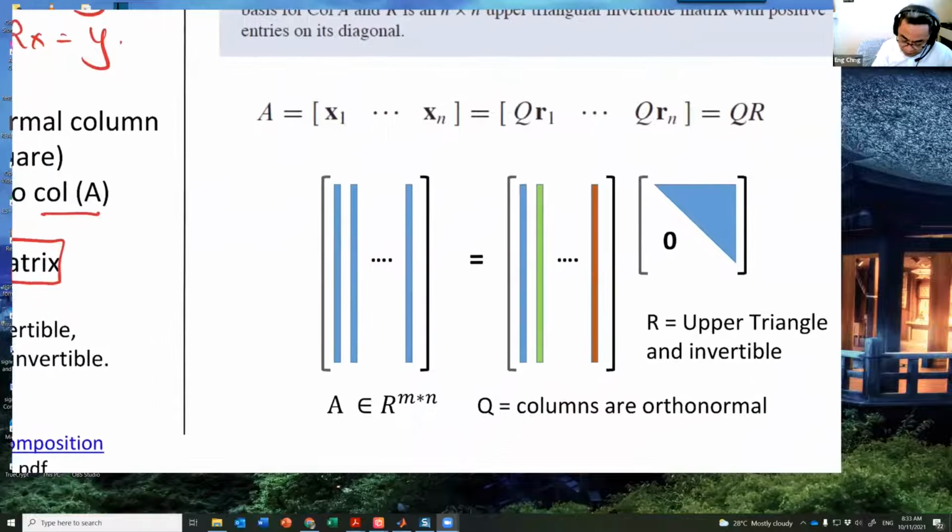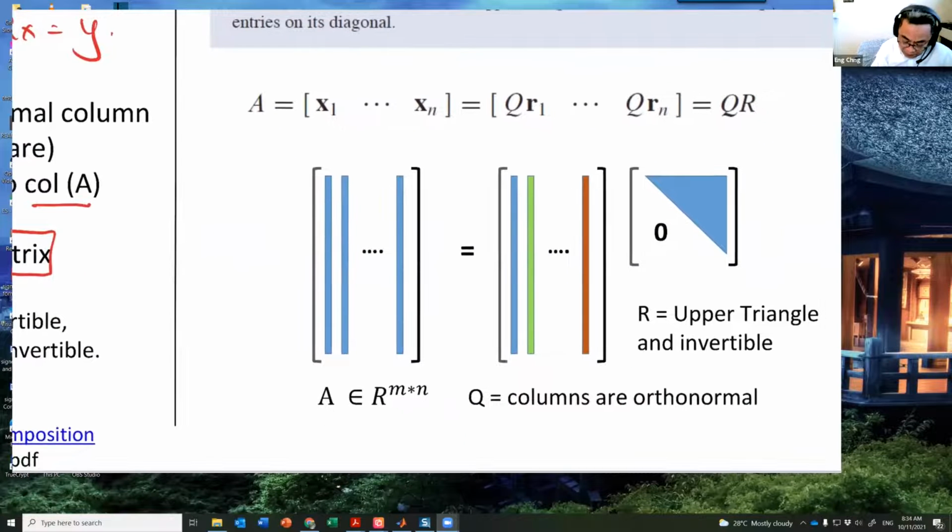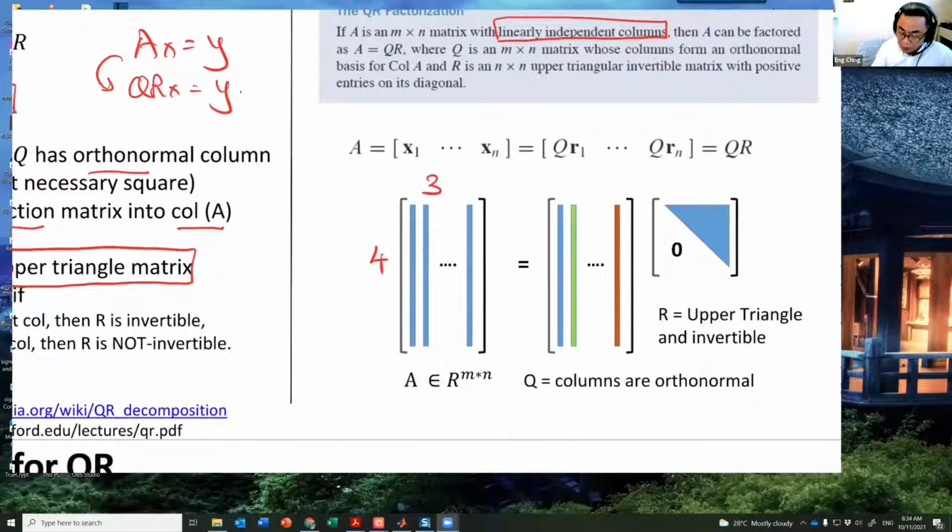So A is, for example, let's try this, a 4x3 matrix. And then let's say A has linearly independent columns, meaning all these blue guys here are linearly independent. And then Q will also be 4x3. And of course, to get the correct size, R must be 3x3. So 4x3 times 3x3 will give us a 4x3 matrix.